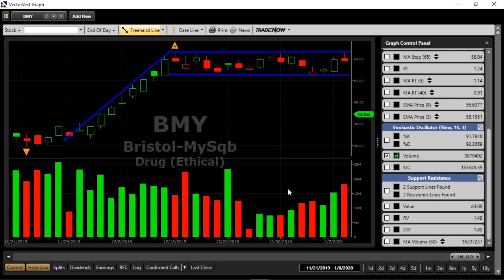Okay? Somebody's asking, why doesn't VectorVest develop searches for flags, rectangles, and pennants? It's not that easy. It's not that easy, honestly.